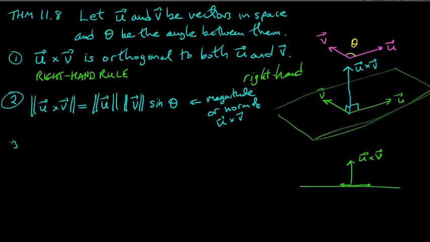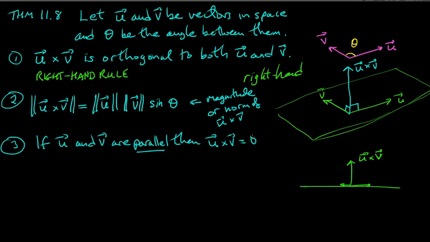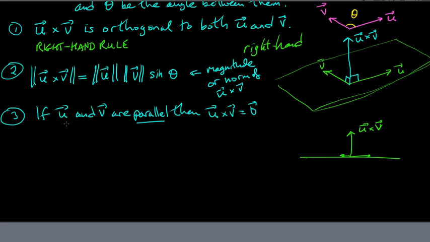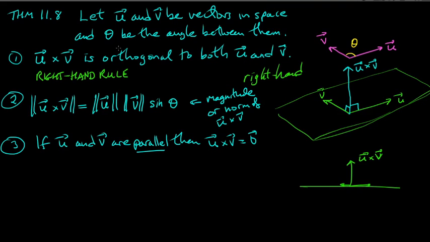Okay, so third property: if u and v are parallel vectors, and we talked about that two sections ago, it was in 11.2, if two vectors are parallel, then their cross product is 0. Essentially, if I'm running out of space, but if two vectors point in the same direction, if this is u and this is v, their cross product is 0.